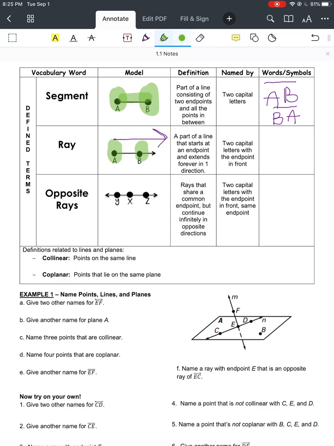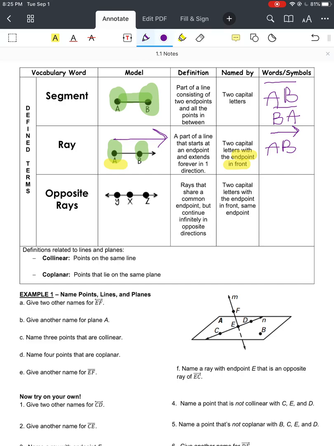Very, very important. We know that you have to name a ray starting with its endpoint in front. In this case, our endpoint is going to be A. That's where the ray stops. It does not extend on past A to the left. So the name of this ray would be AB. Starting with A as an endpoint, so no arrow, going off to B with an arrow.